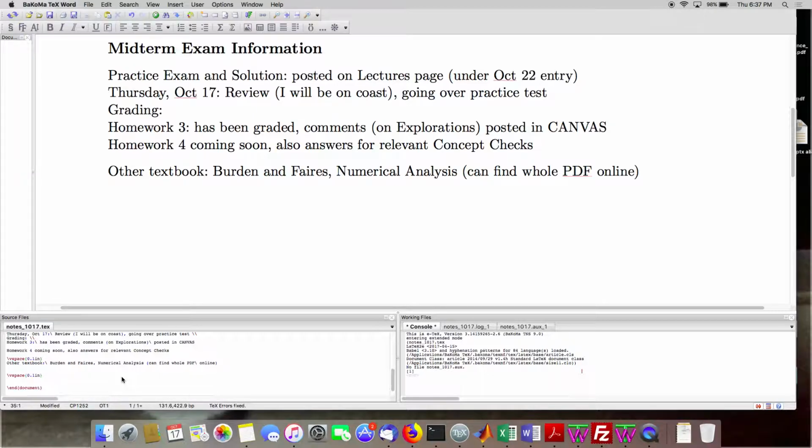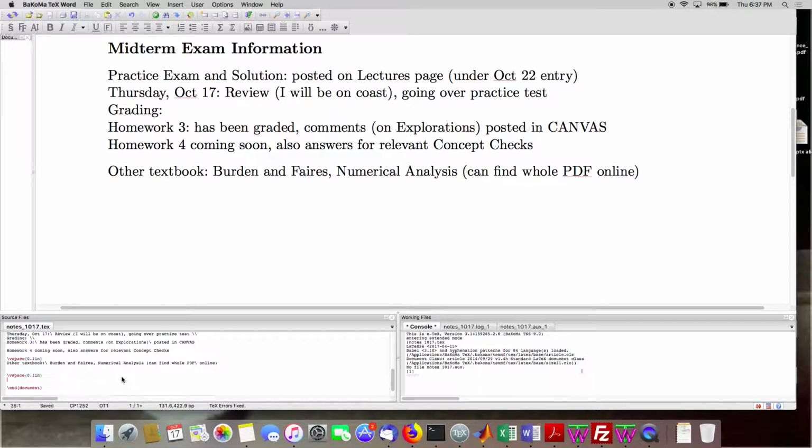And just to make sure everybody's aware, when I post the grade for homework in Canvas, that includes both whatever explorations there were and the concept check score. For example, I'll give each concept check question a certain number of points, and a certain number of points for each exploration. But explorations will be worth more, and all of that's made out of 100 for your overall grade.